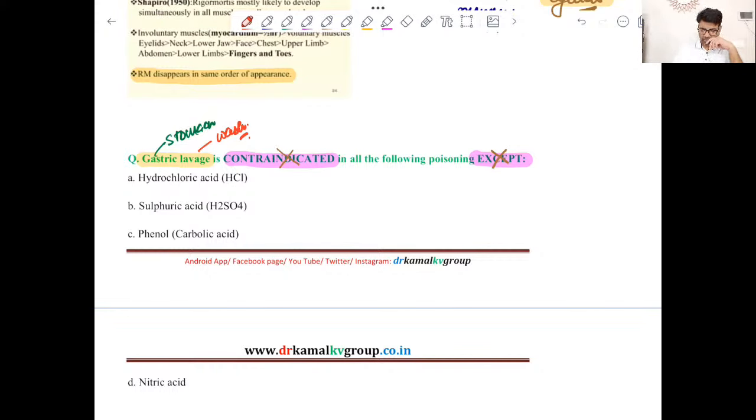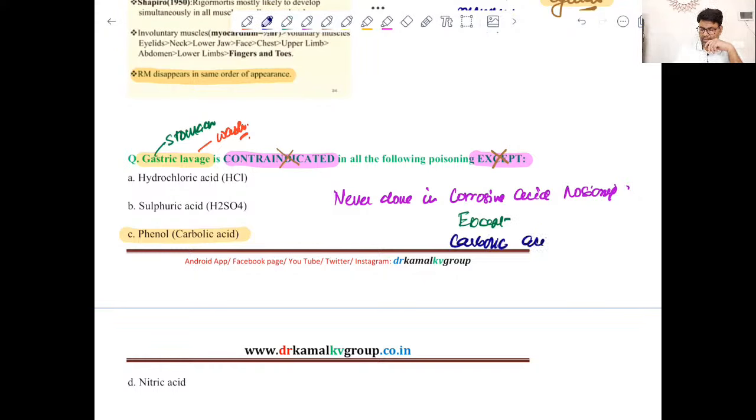Stomach washing, yes, right. Now in which of the options would you like to do gastric lavage? Very good, very good. The answer is phenol or carbolic acid, right? Just remember one thing: gastric lavage is never done in corrosive acid poisonings, except, and there is only one exception, and that is carbolic acid, right?